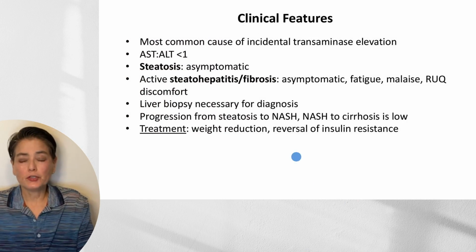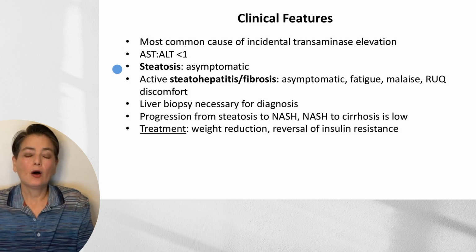So the clinical features of non-alcoholic fatty liver disease are that this is the most common cause of incidental transaminase elevation. Now, typically the AST to ALT ratio will be less than 1, which can help make the diagnosis. But I'd like to point out that you can only make this diagnosis through liver biopsy. Now, as we saw before with alcohol-related fatty liver disease, steatosis is typically going to be asymptomatic, often picked up on a screening laboratory test.